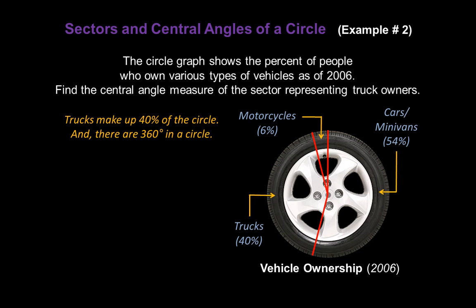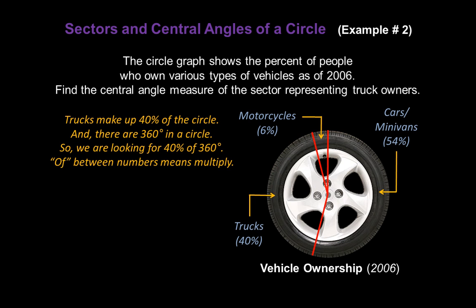And there are 360 degrees in a circle. So what we're going to do is find 40% of 360. And of course we know the word of between numbers in math means to multiply. But we first need to change 40% to a decimal. And we do that by taking 40 divided by 100. That's going to give us a decimal value of 0.4.